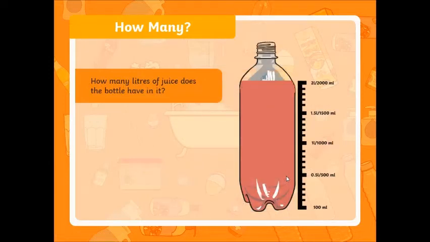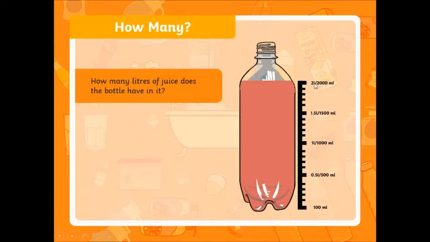How many litres of juice does this bottle have in it? So we have 100 millilitres. It's kind of near the bottom because these have little grooves, so the juice can get in there. So it'd be 100 millilitres, 500 millilitres or half a litre, 0.5 of a litre, 1 litre or 1,000 millilitres, 1.5 litres or 1,500 millilitres, and the top one is 2 litres or 2,000 millilitres.